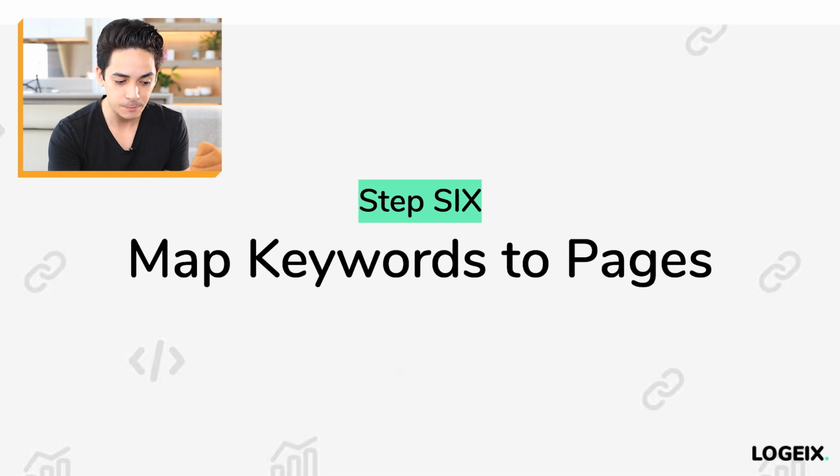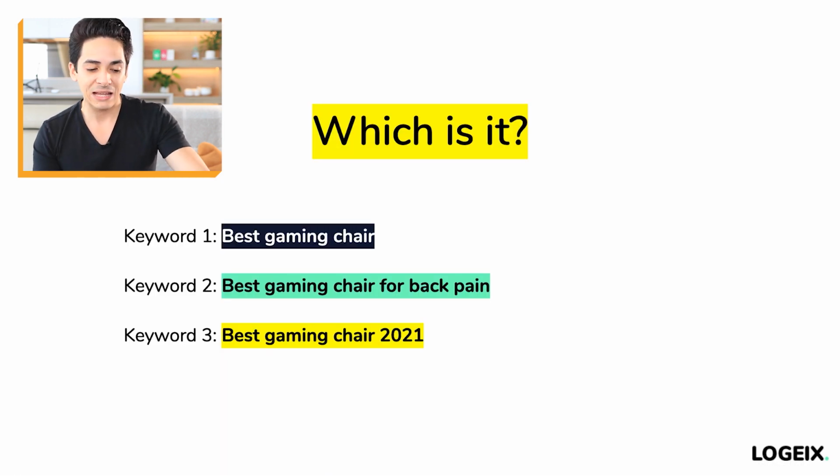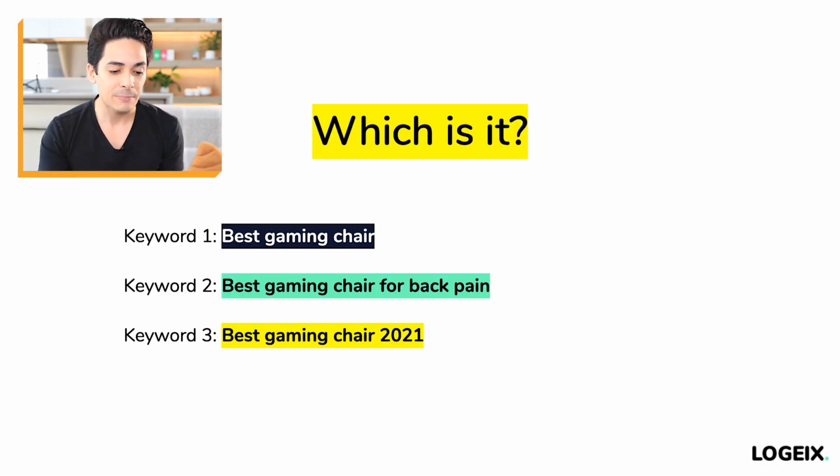Now, let me explain. If you look at these 3 different keywords I've shown you here, best gaming chair, best gaming chair for back pain, and best gaming chair 2021, what you need to determine just looking at these keywords right here is which page do you rank them on?